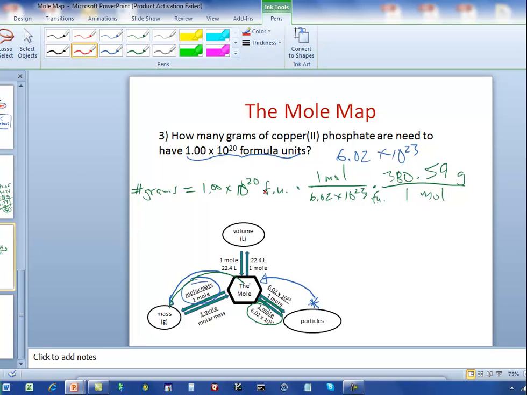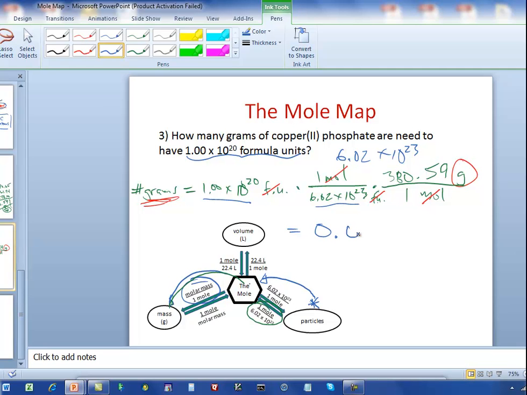Now when we cancel units, we can cancel formula units, and we can cancel moles. You can see we're going to end up with grams. Compare that with what we set out to calculate, and you can see that everything worked out. We must have set things up properly, so that's comforting. So we take this number, divide it by Avogadro's number, and then multiply by 380.59. I'm going to do this right along with you: 1 times 10 to the 20th divided by 6.02 times 10 to the 23rd times 380.59. Indeed, I'm getting something quite a bit less than 1 gram, which is what we expected.